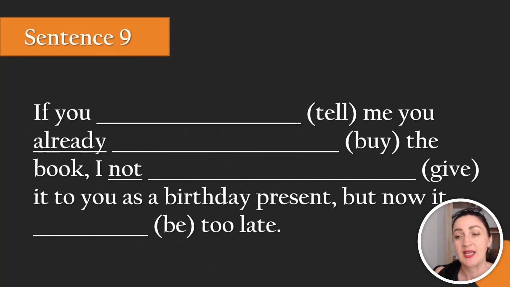Sentence number 9. If you tell me you already buy the book, I not give it to you as a birthday present, but now it be too late. Again, seems complicated, but it really isn't. The whole sentence tells us that something has failed to happen because someone failed to do something in the past. And this is a clear example of the third conditional, which is used to express unreal conditions in the past, conditions that haven't been fulfilled sometime in the past.